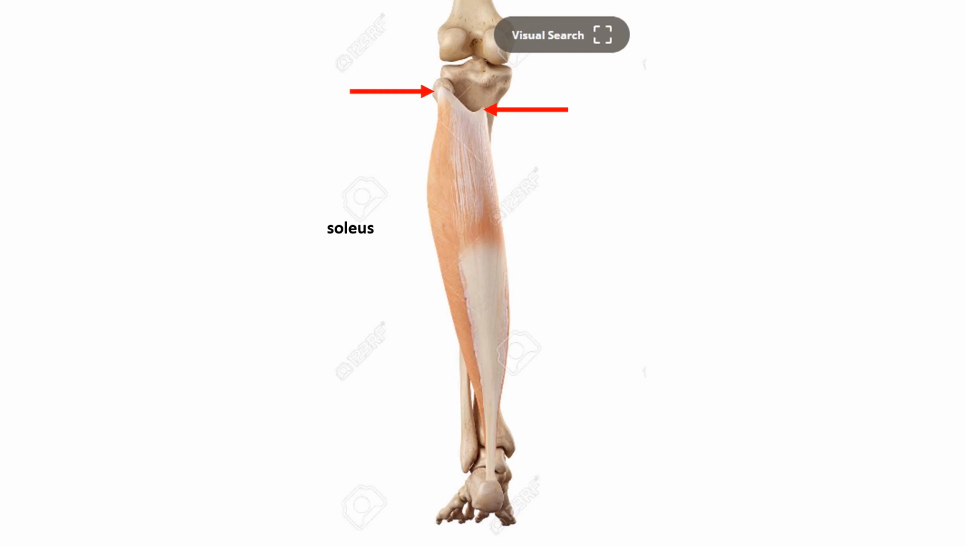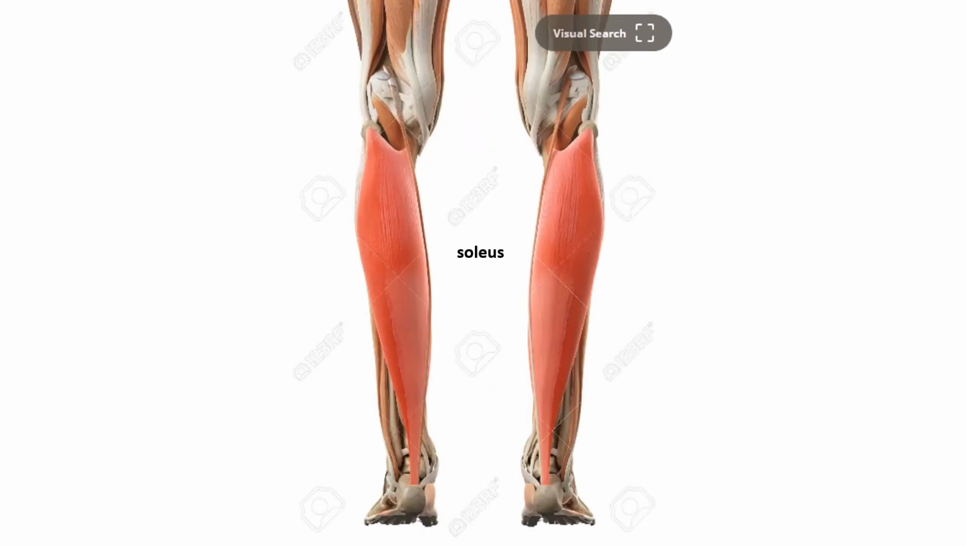As the muscle comes down, it is going to join Achilles tendon, and this Achilles tendon is going to insert into the upper part of the calcaneum. Here is a closer look and another view at the soleus muscle.